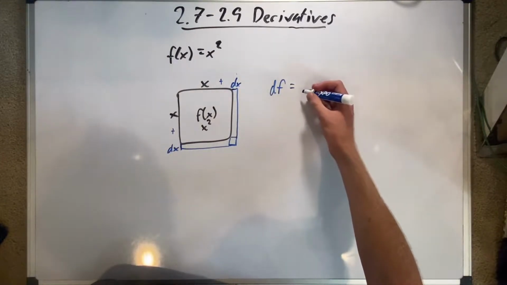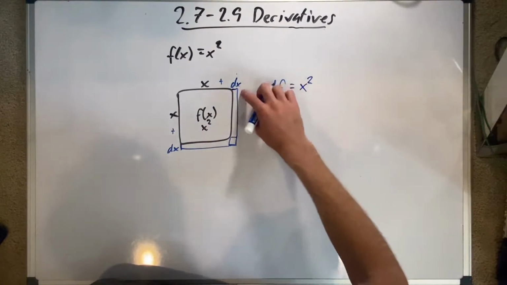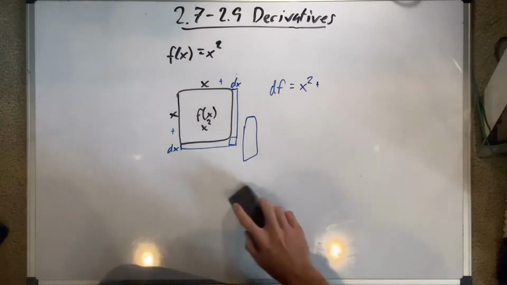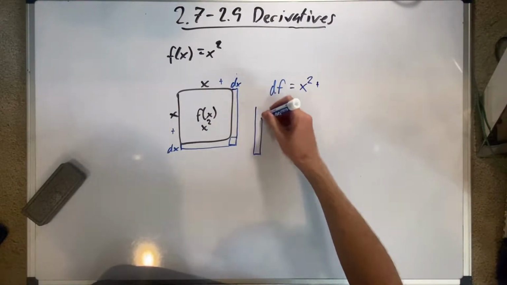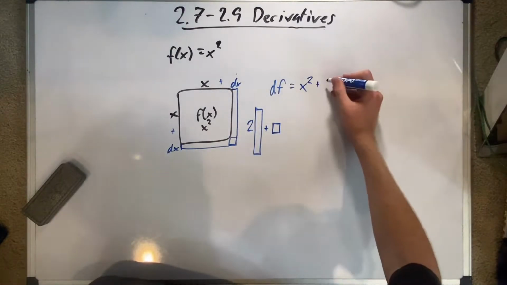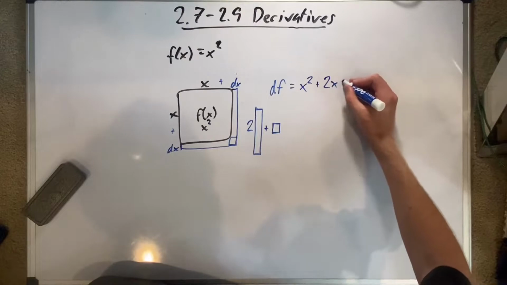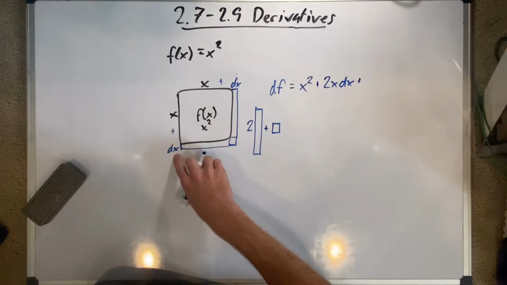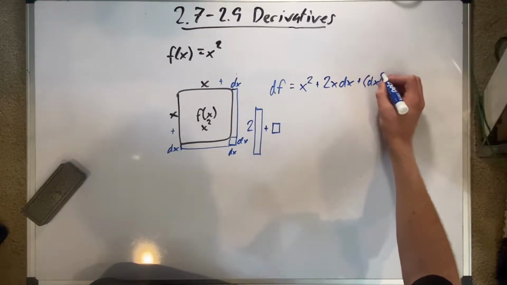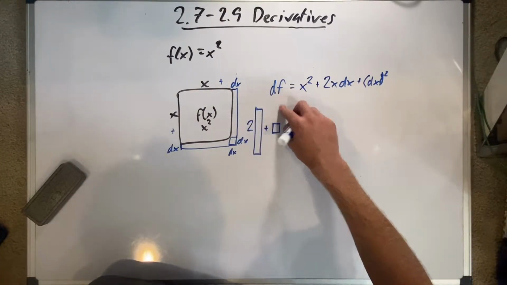So we're going to say that the difference in the function is equal to the total area, x squared, plus, notice how we have two long bits and then one square bit. So we're going to have two long bits, so 2, and the dimensions of this long bit are dx and x. So we're going to have 2x times dx plus another dx times dx, so a dx squared. And then we're going to subtract the original area, because we want just the difference in the area.